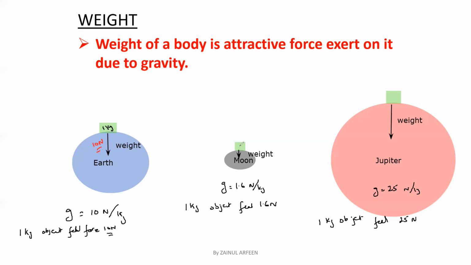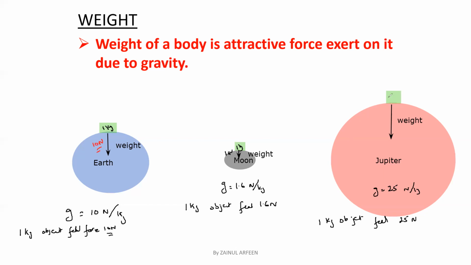In the same way, if a 1 kilogram object is placed on the Moon, the gravity of the Moon is 1.6 Newton per kilogram. So that 1 kilogram will experience a force of 1.6 Newton. So the weight of the 1 kilogram object is 1.6 Newton on the Moon. That's why the object appears lighter on the surface of the Moon as compared to Earth.